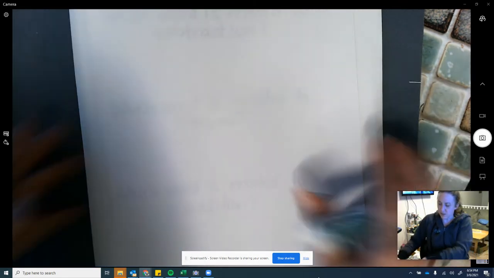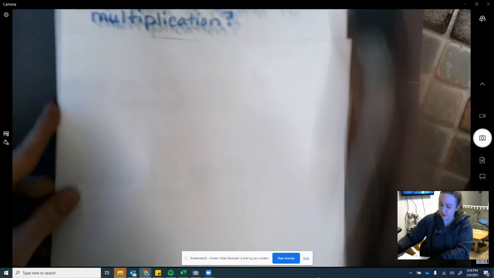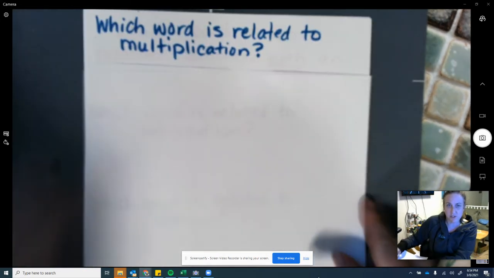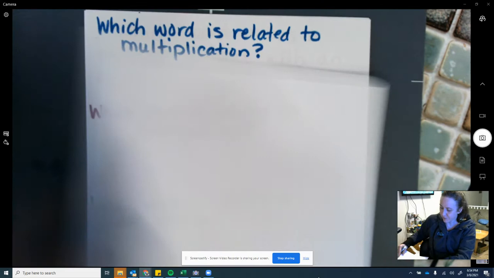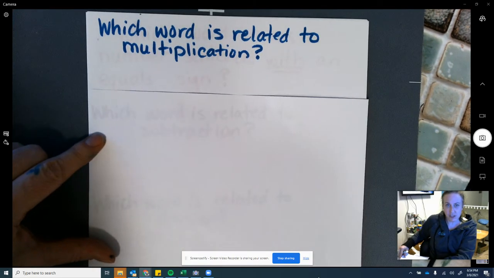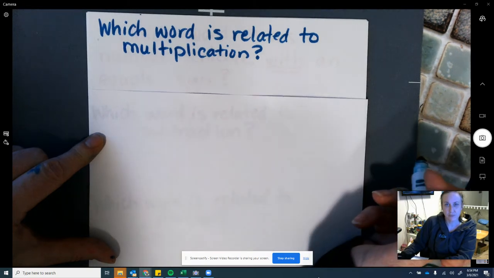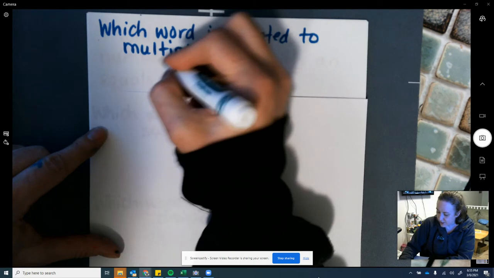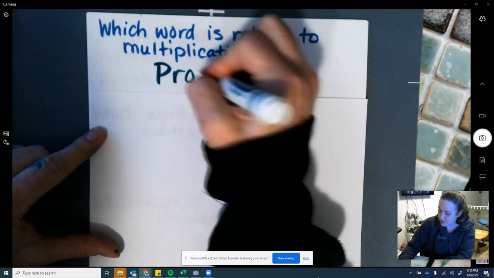All right, here we go. So what we are working mostly on this week is vocabulary and also writing expressions. So let's start with some vocabulary. Oops, sorry. Which word is related to multiplication? Okay, the word that's related to multiplication is product.